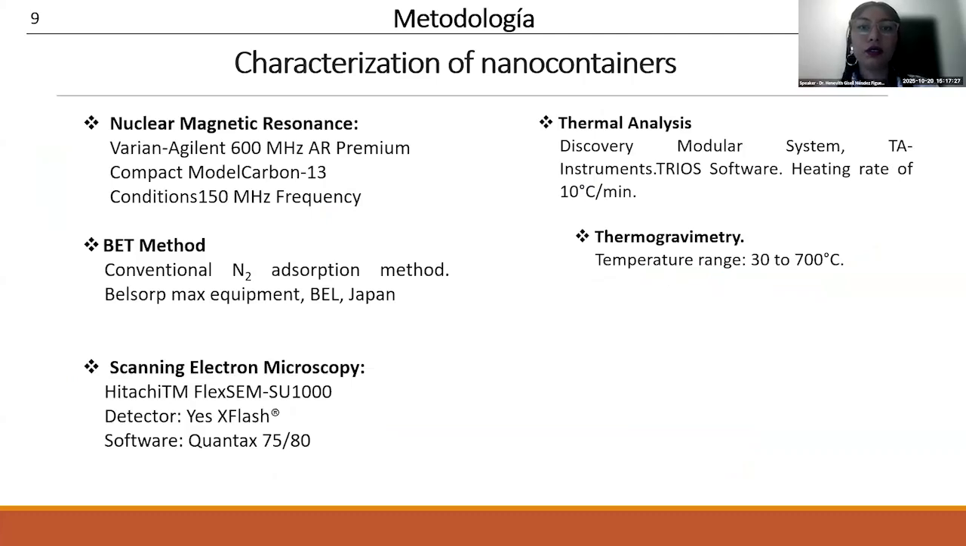The characterization techniques that we used for the microcontainers were nuclear magnetic resonance, the BET method, scanning electron microscopy, and thermal analysis, including thermogravimetric analysis.